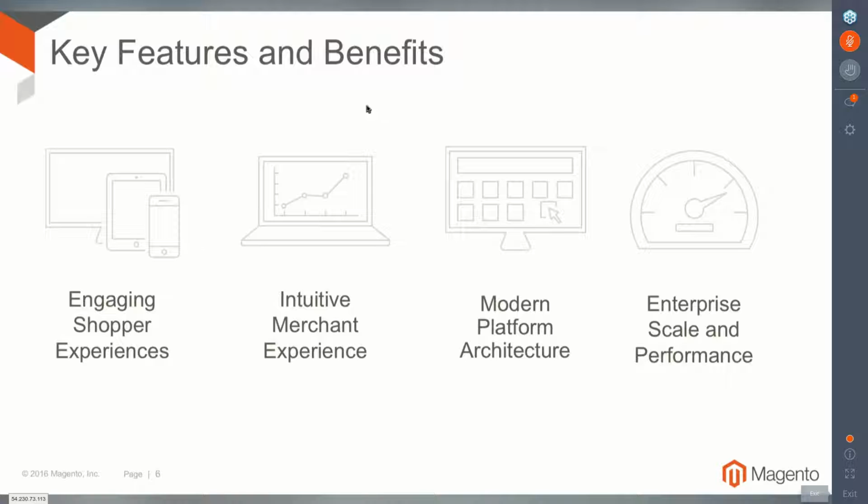Let's explore the key features of our Magento Edition. They really fall into 4 categories: engaging customer experiences that help you increase sales, an intuitive merchant experience to help efficiently manage your business, modern platform architecture to enable fast, flexible, and affordable development, and finally, enterprise performance and scale to meet customer expectations and support business growth. Today's session will focus on the modern platform architecture, enterprise scale, and performance. For more information about how Magento can create an engaging shopping experience and provide an intuitive merchant experience, please attend one of our live weekly Magento Enterprise demonstrations.